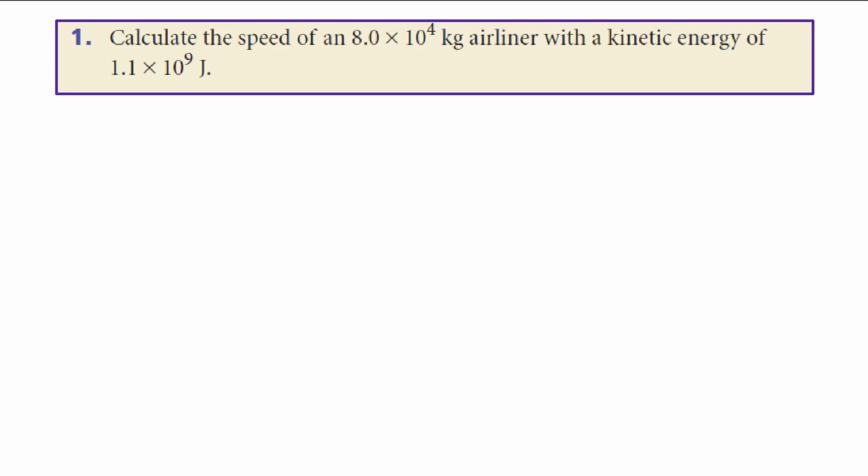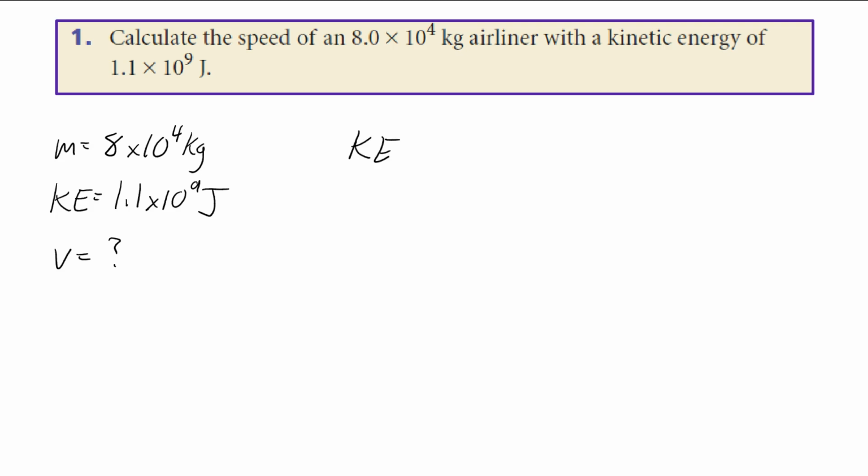So we have an airliner. The mass, it's pretty massive. It's 8 times 10 to the 4 kilograms. And the kinetic energy is 1.1 times 10 to the 9 joules. And they're asking, how fast is it going? What is the speed? What is the velocity? So there's our givens, there's our unknown.